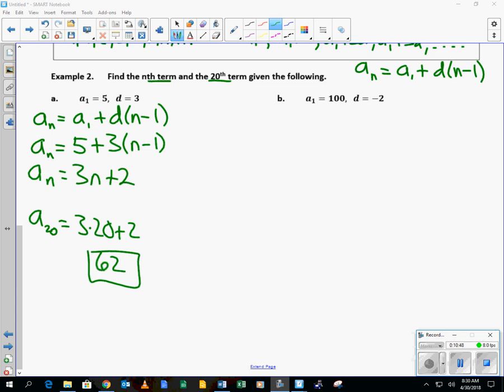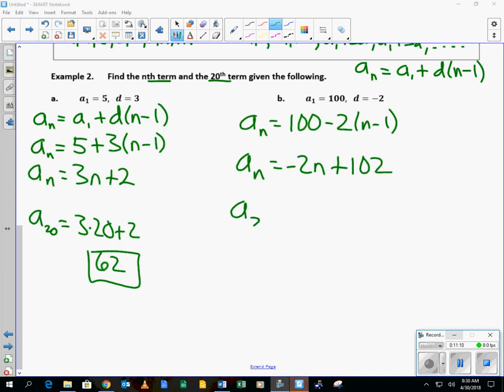Okay, let's see what you got. You have a sub n would be equal to the first term, which is 100, minus 2 times n minus 1. And so a sub n is equal to negative 2n, and then we have plus 2, so plus 102. So a sub 20 is equal to negative 40 plus 102, which, what do you know? What do you get? 62.